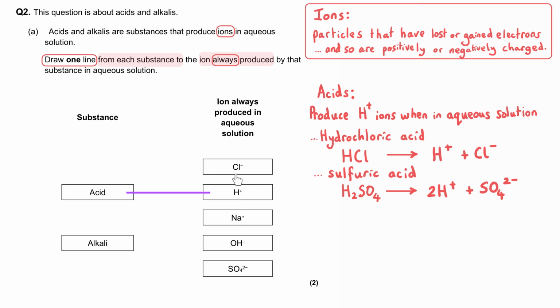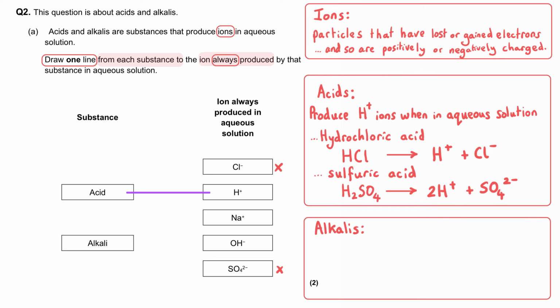And you can see that Cl- and SO4 are clever decoys for this question, because hydrochloric acid will produce Cl- in addition to the H+, and sulfuric acid produces the SO4 in addition to the H+.